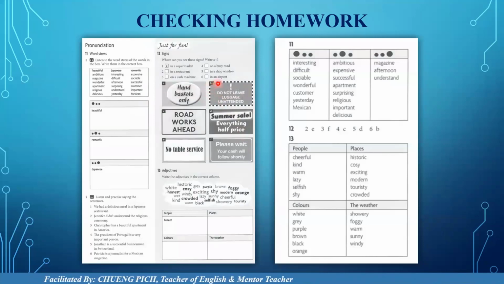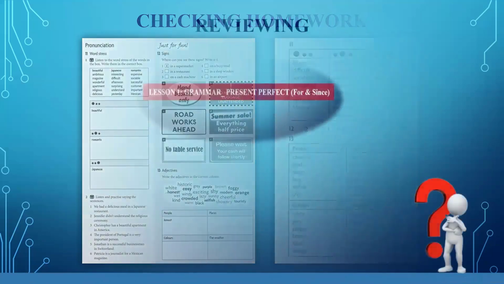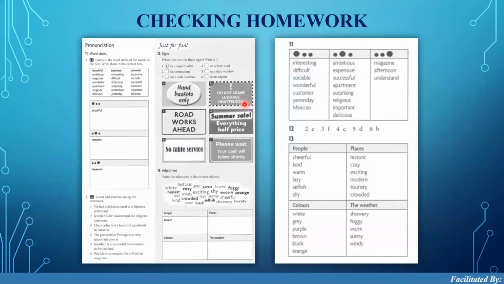The last one, in an airport. When you go to the airport, you will see this sign: do not leave luggage unattended. So you must be careful with your luggage and don't leave it anywhere. Just keep it with you, because it can get lost sometimes. That's why you have to stay with your luggage when you're waiting for the aeroplane.